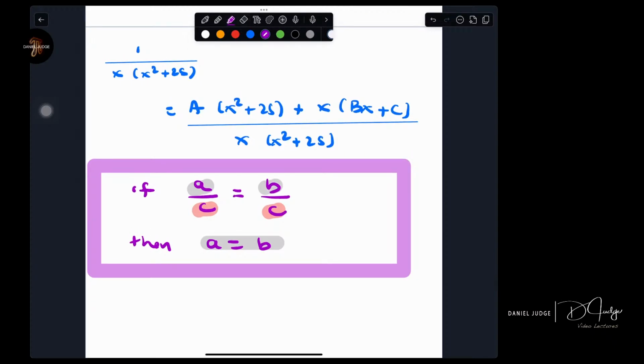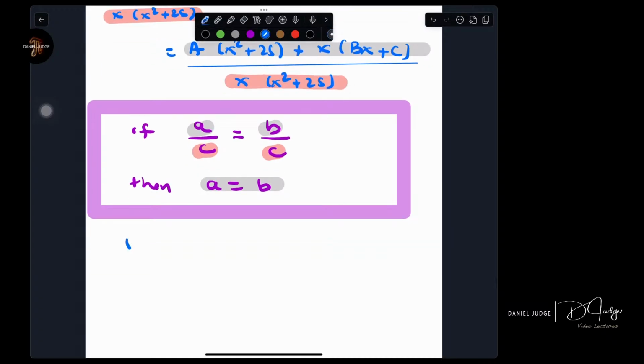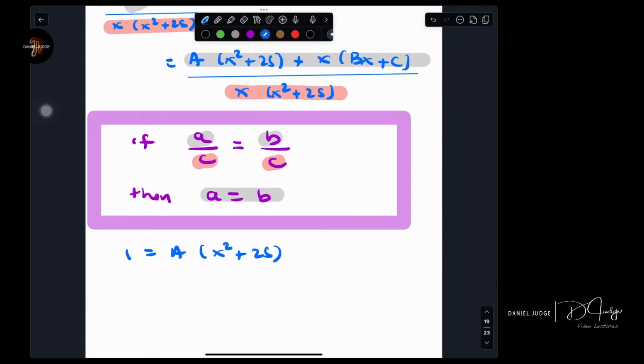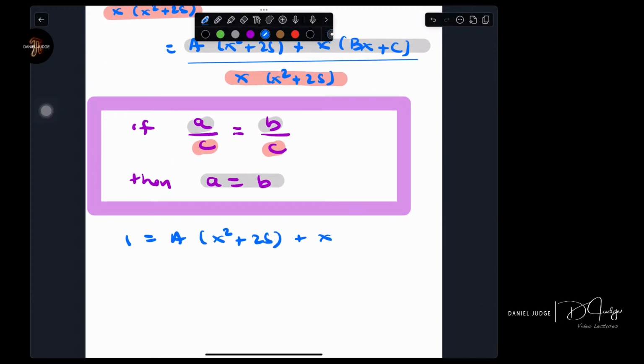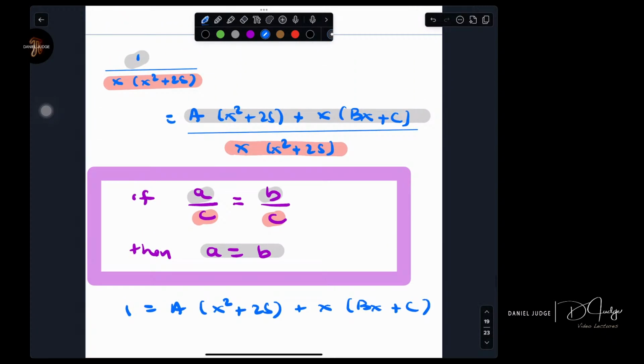So we can see they have the same denominator, and that means our numerators must be the same. So that we get 1 equal to a times x squared plus 25 plus x times bx plus c. So our numerators are the same.